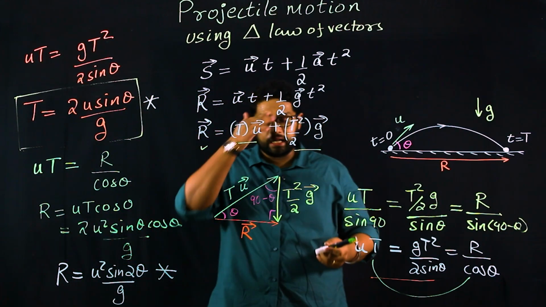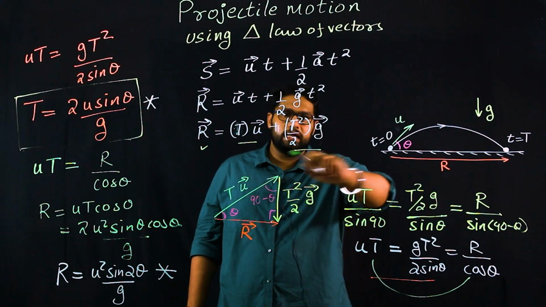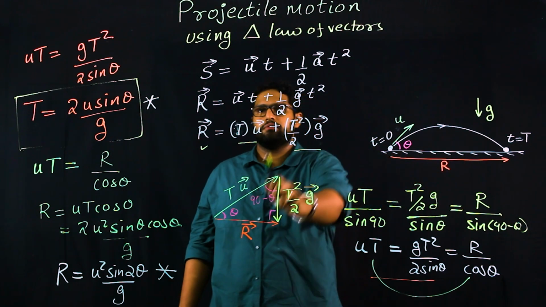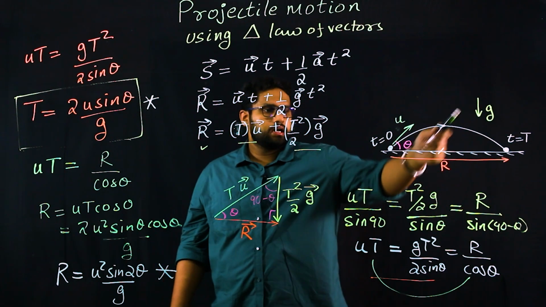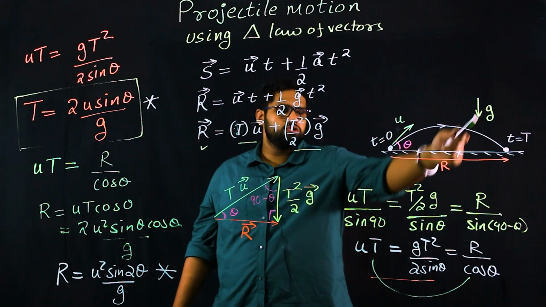So here you can see that I haven't taken any components of any of the vectors. All I have done is draw the vector triangles of three vectors u, g and r.